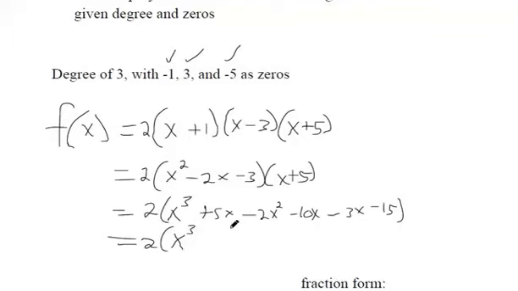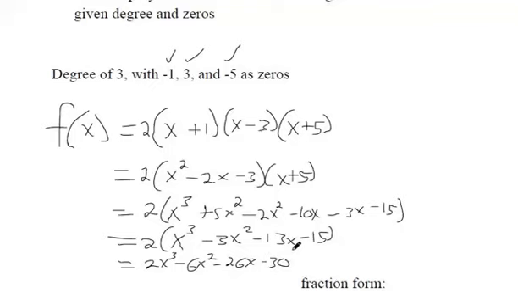Negative x squared, that can't be our only one. I messed something up. X to the third plus 5x. This is supposed to be squared. Maybe you noticed that. But when you multiply this, that should make 5x squared. Okay, 5x squared minus 2x squared makes minus 3x squared. And then negative 10x minus 3x makes negative 13x. And then minus 15. Okay, now we can distribute that 2. Okay, there's our polynomial. We just rewrote this, right, in polynomial form.